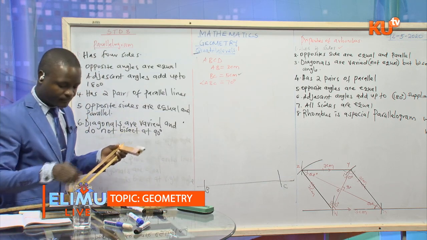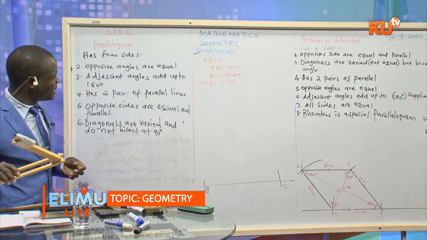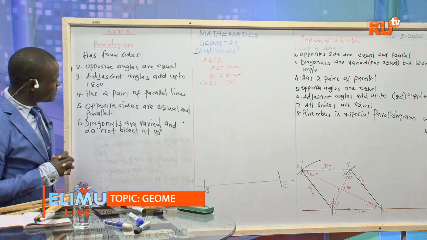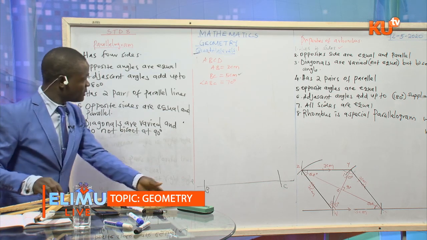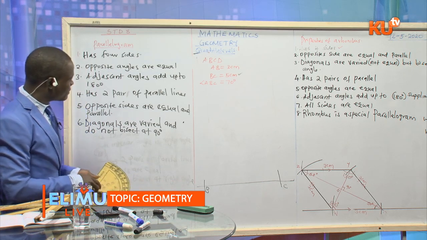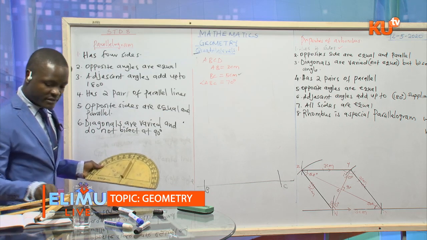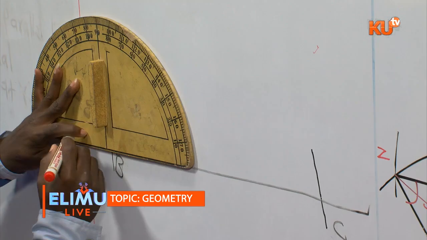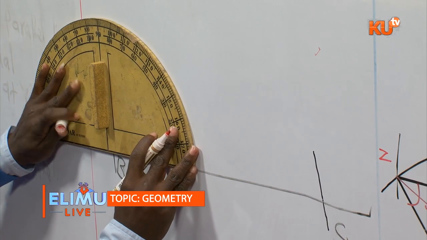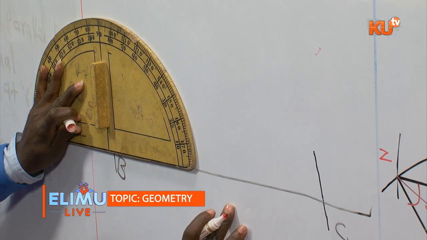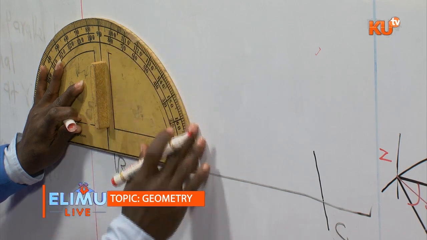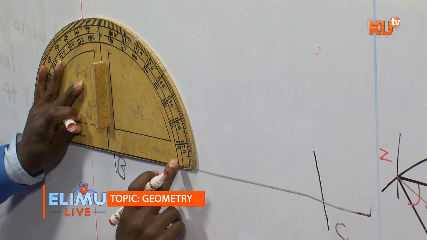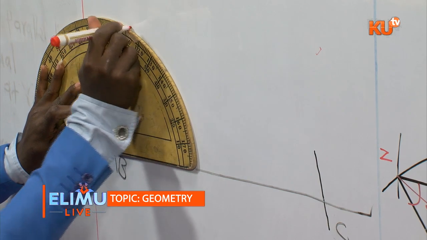And then we are told that line AB is 3 centimeters, BC is 5 centimeters. Now, first I want us to measure angle ABC, which is 70 degrees. Stand at B, then measure 70 degrees. The line is on this side, and this is the angle that we want. So we check the zero from this side, it is in the inner scale. So you measure 70 degrees, which is there.